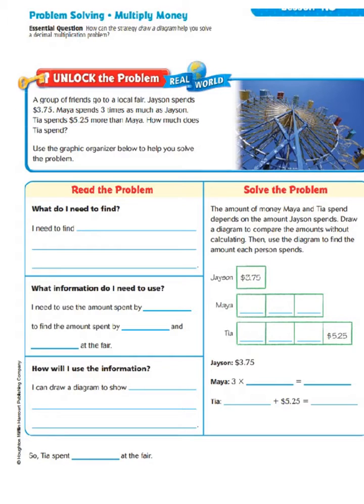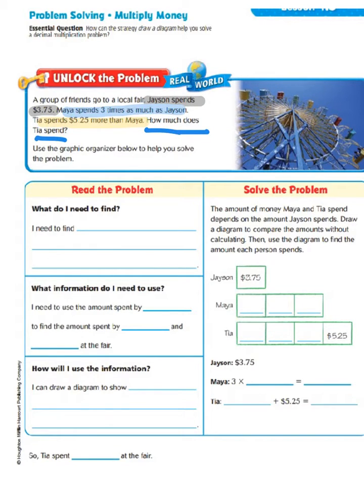Well, first of all, let's pull out the information that we think we're going to use in our word problem. So let's go back and it says Jason spends $3.75. Now we have another friend. Maya spends 3 times as much as Jason. Then to separate it some more, we have Tia spends $5.25 more than Maya. And remember, we go back in our questions and we always underline the question it is asking us. So, how much does Tia spend? That's what we have to ask ourselves.